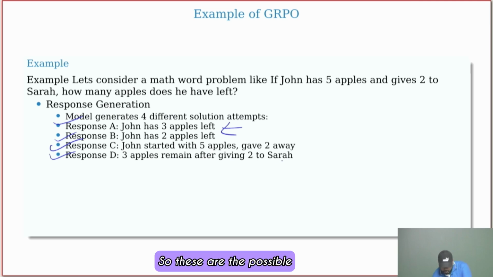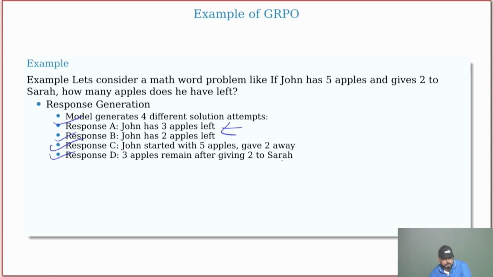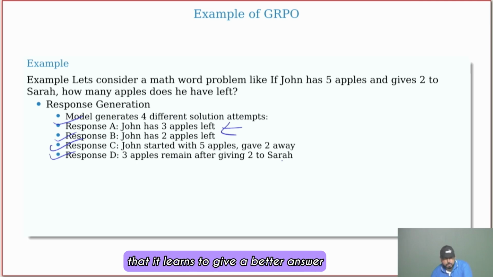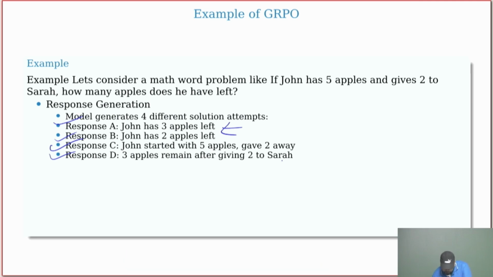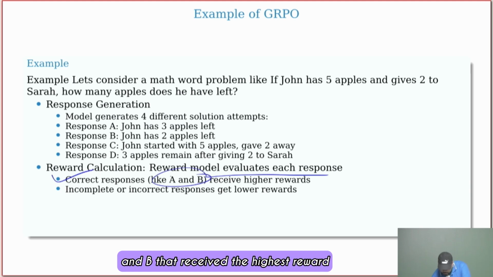Okay, so these are the possible responses that might be generated. Maybe let's say you have some base LLM model which can generate these solutions in multiple different ways, and then your whole goal is to rank which of these is a better response to your reasoning model, and the reasoning model will reinforce its policy so that it learns to give a better answer. So here, if we look into the reward calculation, the reward model evaluates each response. The correct responses are A and B, which receive the highest reward.